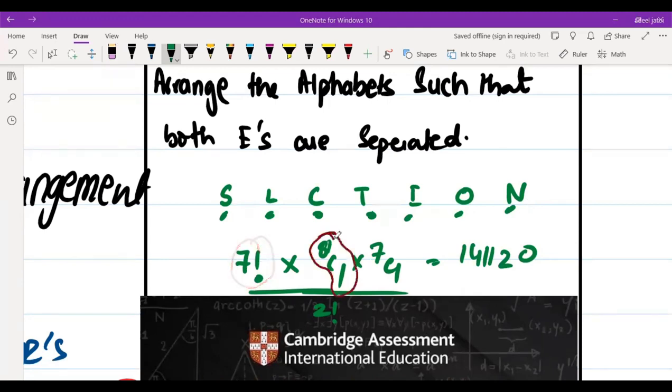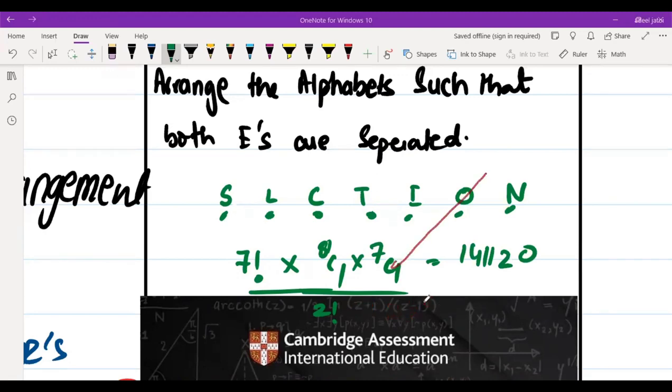So this would give me that 7 factorial is for the movement. 8C1 is for placing the first E in the gap. How many gaps do we have? 1, 2, 3, 4, 5, 6, 7, 8. Since we need to separate, we'll be using the gap method. And since the first E is placed, now we need to place the second E, so that we will have 7 gaps. So this should be 7C1 divided by 2 factorial, because we need to remove the repetition. So that means dividing it with the 2 E's that we will have.